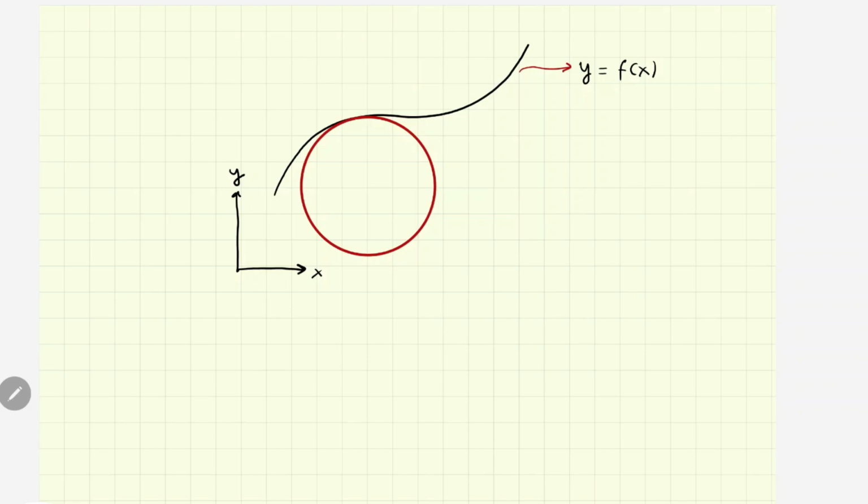Hello, welcome to a new mathematics lesson. Today we are going to demonstrate the formula to calculate the curvature of a given function.